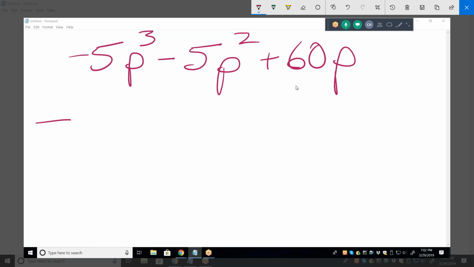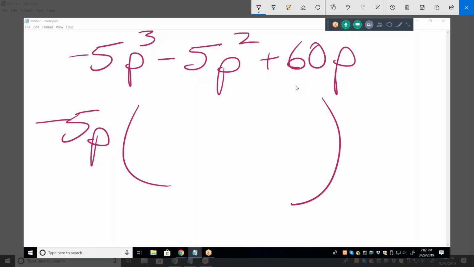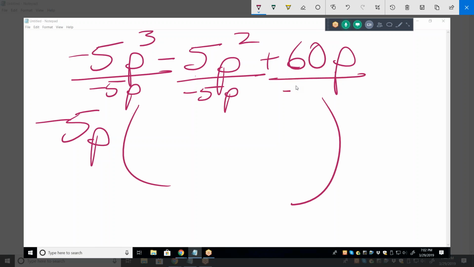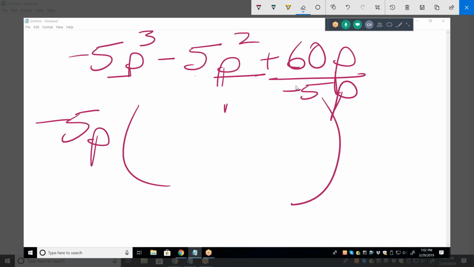Now, let's just talk about that for a second. Greatest common factor means that if I divide every term by my greatest common factor, they all divide evenly. Is that true? Yes. This one comes out to be p squared, this one comes out to be p, and this one comes out to be 12. That's the way you check if something is a greatest common factor: it has to divide into every term. Every one of them, not just two of them.